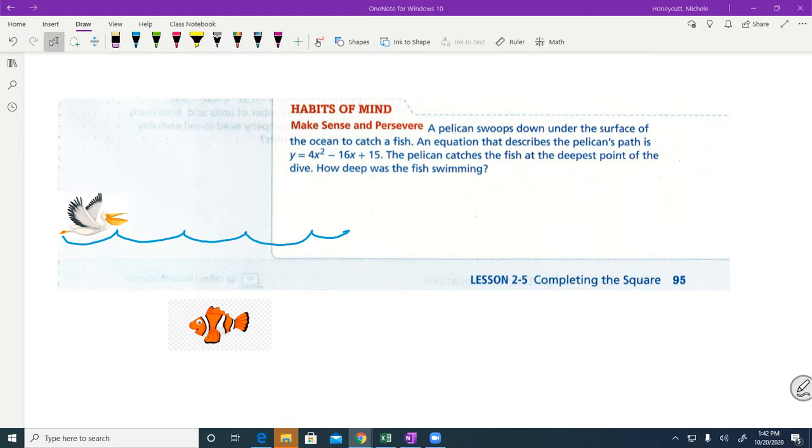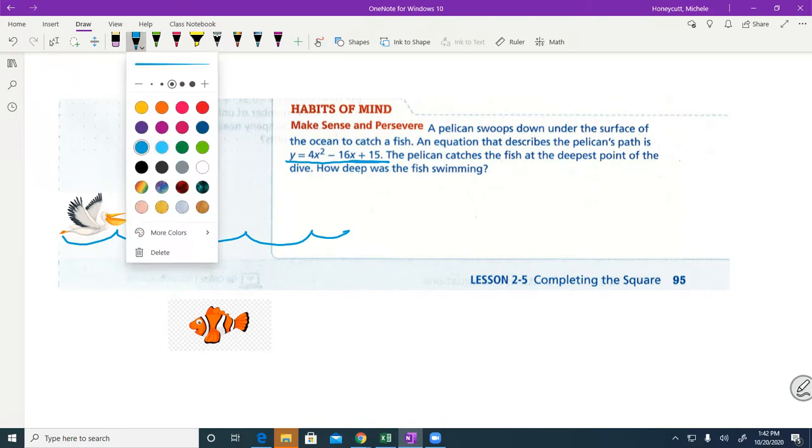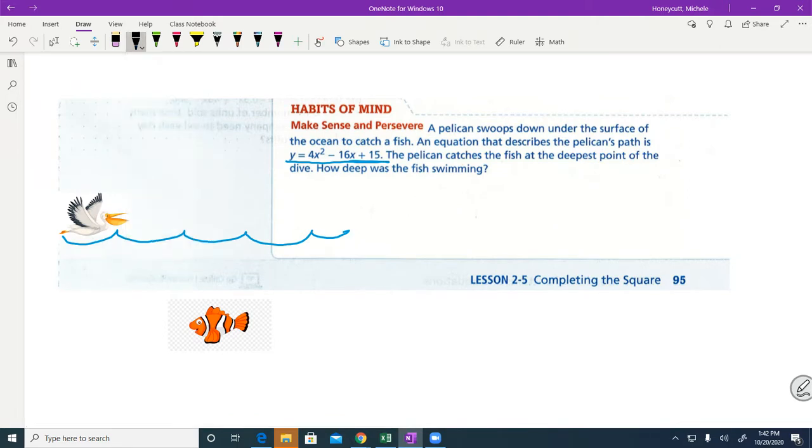Okay, so it says a pelican swoops down under the surface of the ocean. So that makes me think the pelican was on the surface, maybe swimming, and then they're going to swoop down. Or maybe this equation is only describing that part. So we're going to say that the pelican is at the surface level. It's going to swoop down, catch the fish, and then come back up. Oh, look, it's a parabola. That's why we have a quadratic equation.